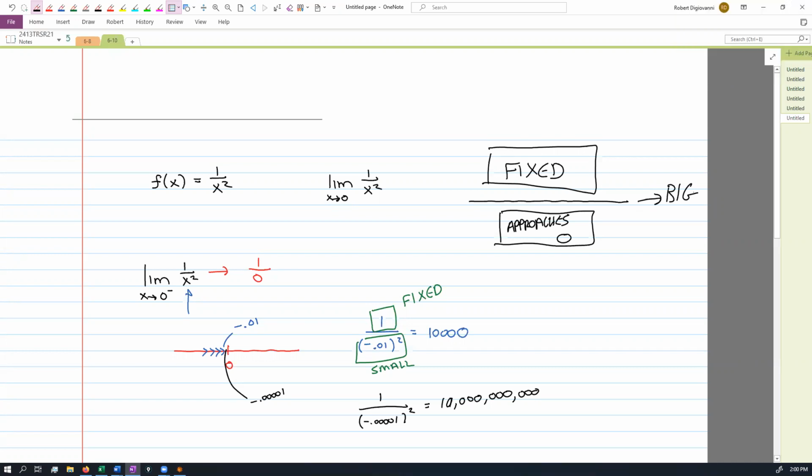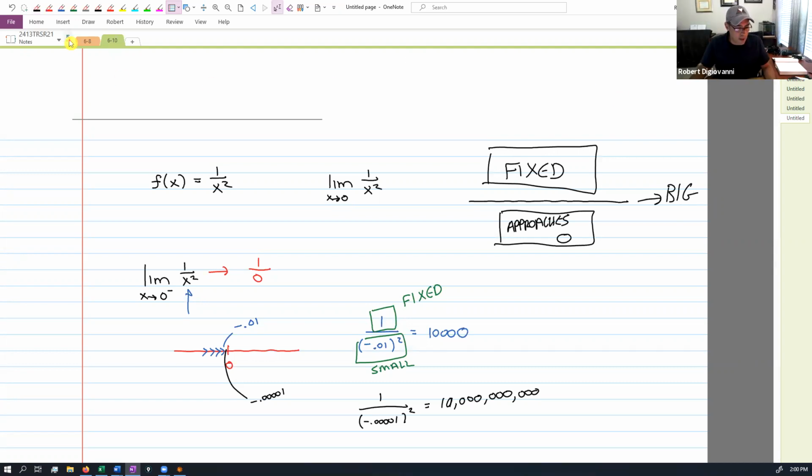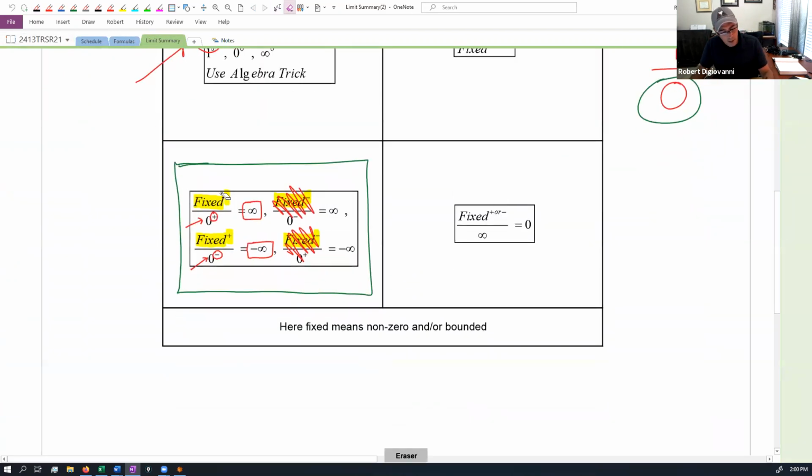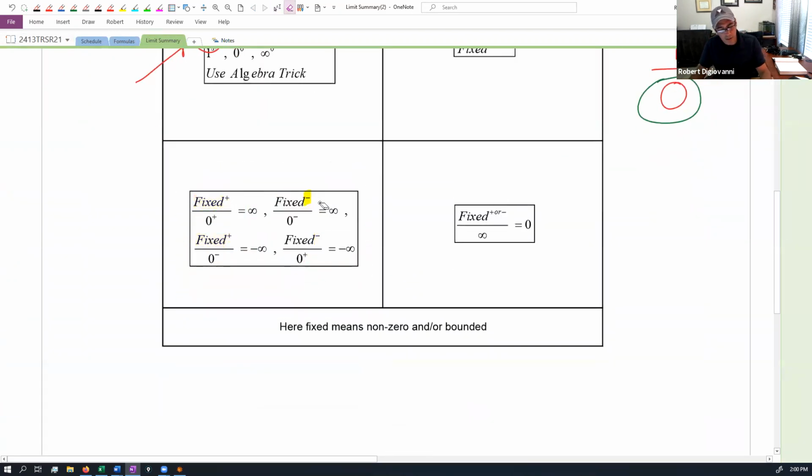Any questions? Does this go back to the first thing we did? Yeah, this is exactly that limit summary that I was giving you here. Okay, so when you're taking a limit, let's look at this. This may make more sense to you now. When you're taking a limit and you get fixed over 0, then you only have 4 possible outcomes.